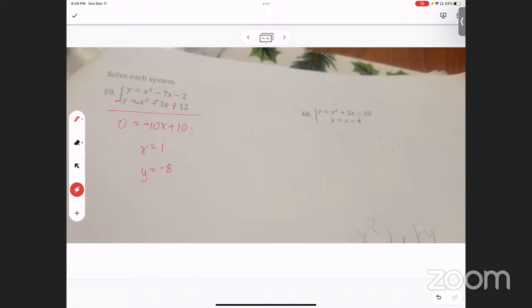Now, the instance where you're going to have more than one solution is if there was like a 2x squared here. Because then when you eliminate the y, you're not eliminating the x squared as well, you're only eliminating the y. So with x squared, you're going to have 2 solutions in that example.